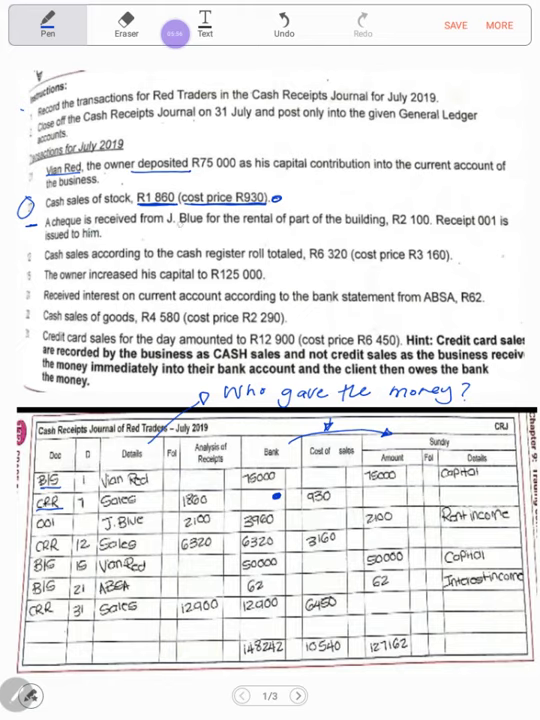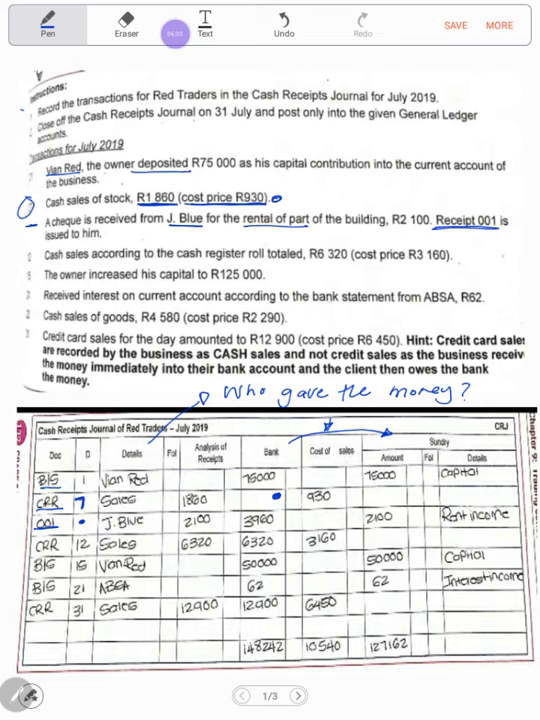A cheque is received from J Blue for the rental of the building, 2,100. Receipt 001 is issued to him. What is my document number? They gave it to us: Receipt 001, which I place in the document column. Do you see that I've left this column empty? Why? Because it happened on the 7th, so I don't need to repeat myself. I've already put the 7 in place. Who gave the money to us? J Blue.